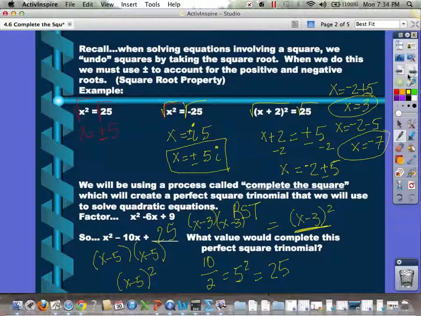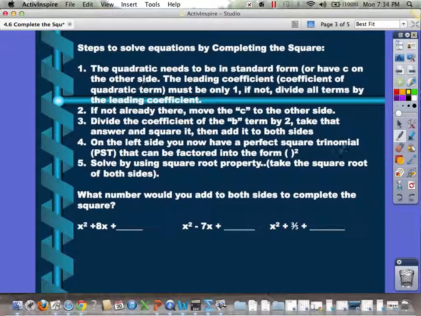All right, now let's go ahead and get started on them. When we're solving equations by completing the square, the quadratic needs to be in standard form. Remember, again, standard form, ax squared plus bx plus c equals 0. That's your standard form. Should know that by now. Or have the c on the other side. As long as we have the x squared, the quadratic term, and the linear term on the left, if the constant term's on the right, that's going to be okay when we complete the square. If not, we're going to make it that way anyway.